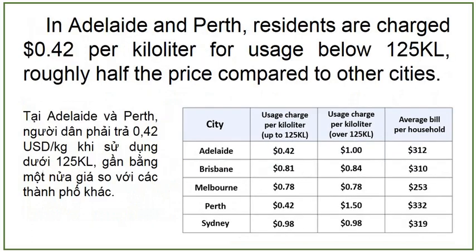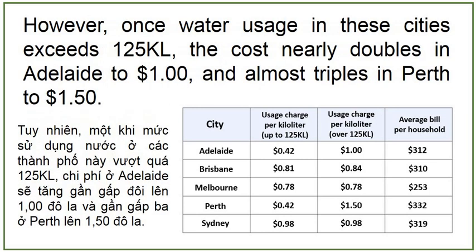In Adelaide and Perth, residents are charged 42 cents per kiloliter for usage below 125 kiloliters, roughly half the price compared to other cities. However, once water usage in these cities exceeds 125 kiloliters, the cost nearly doubles in Adelaide to $1 and almost triples in Perth to $1.50.